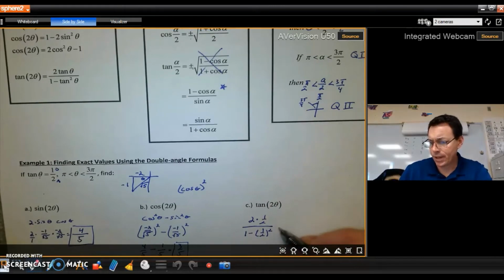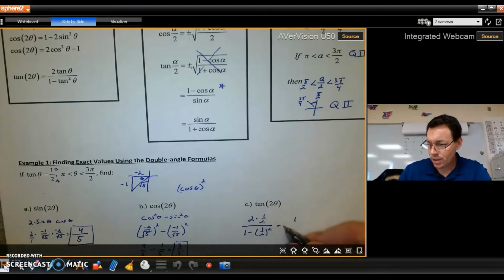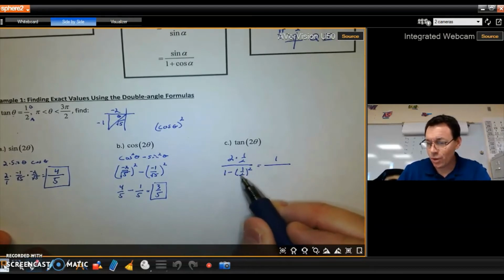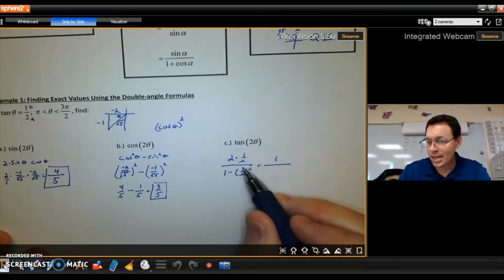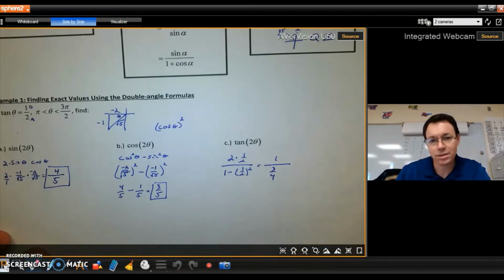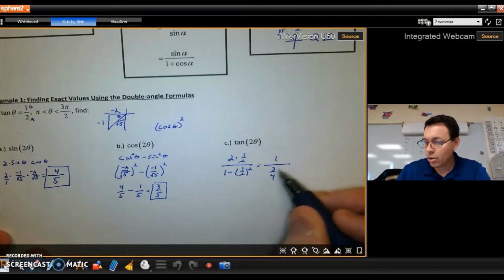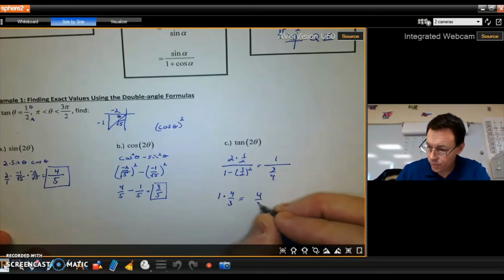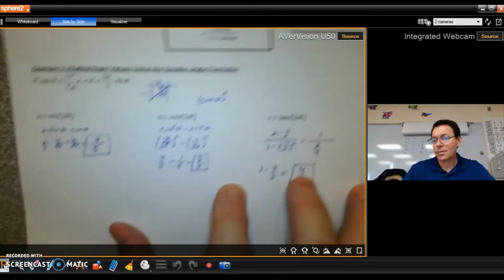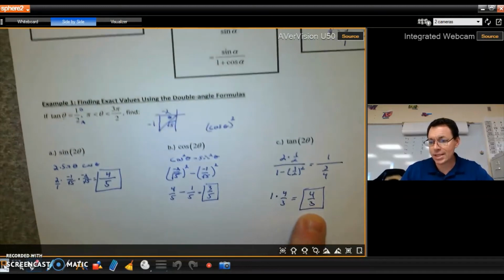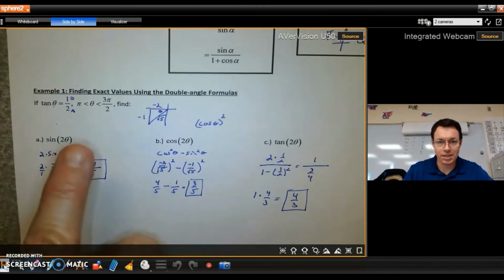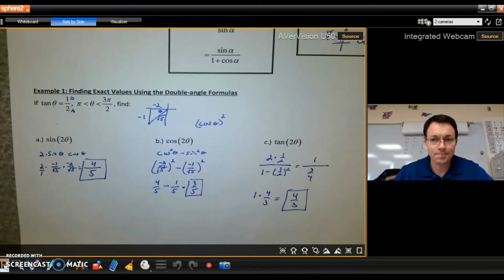All right, so let's simplify. Let's figure out what's going on here. Let's simplify the numerator. 2 times 1/2. Well, that's 1. Okay. 1 minus 1/2 squared. Well, 1/2 squared is 1/4. 1 minus 1/4 would be 3/4. And then 1 over 3/4 is the same as 1 times 4/3. So 4/3. That is your answer. That is the tangent of an angle that's exactly twice as big as this angle. That's the cosine of an angle that's twice as big as that angle, and that's the sine. Okay?